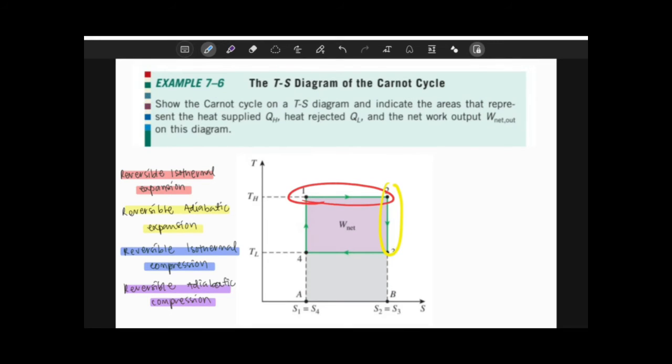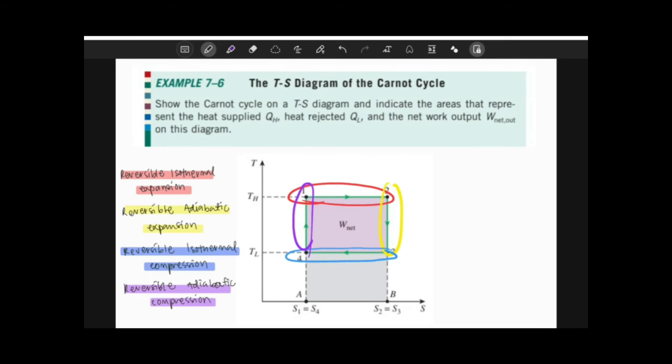The next process is reversible isothermal compression, where the process moves from 3 to 4 and TL is constant. And the last process in the Carnot cycle is reversible adiabatic compression, where the process is from 4 to point 1, where the temperature rises from TL to TH. Therefore, these 4 processes of the Carnot cycle form a rectangle on a TS diagram.